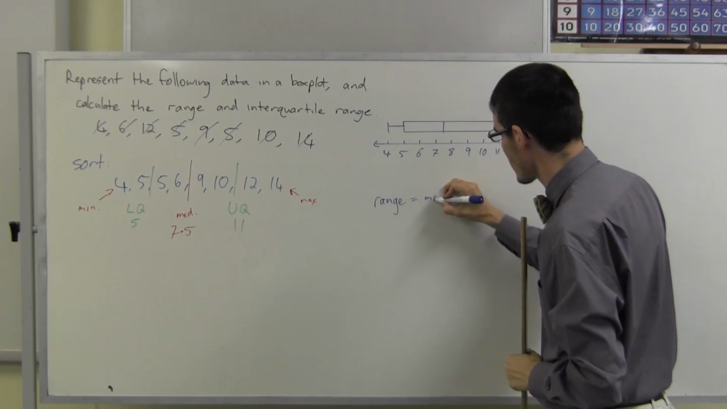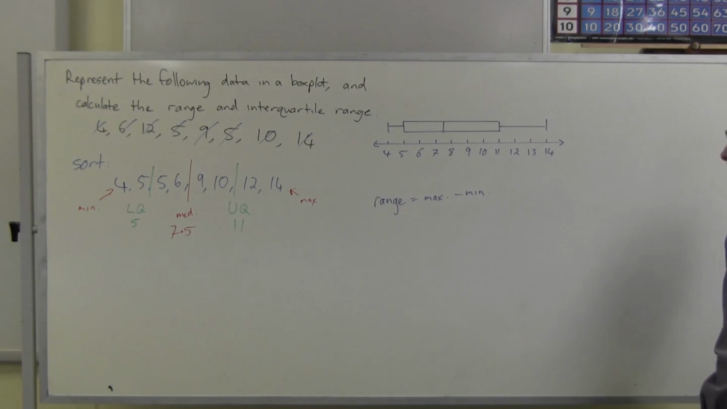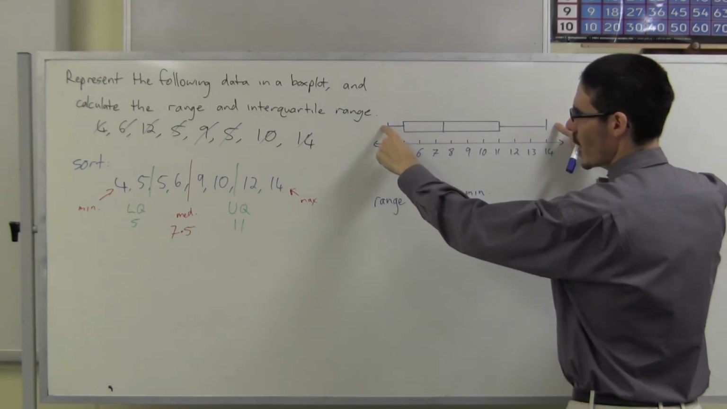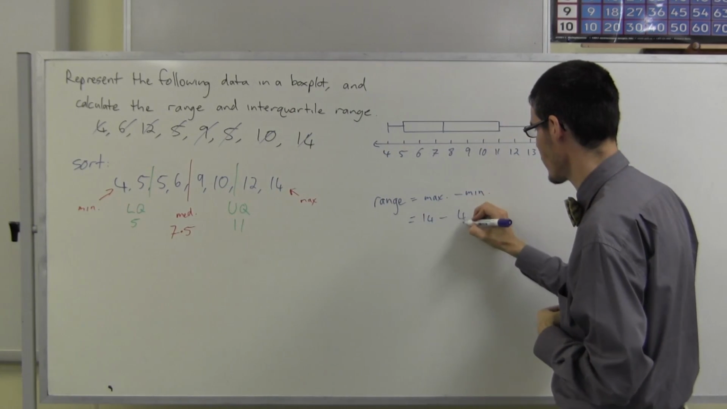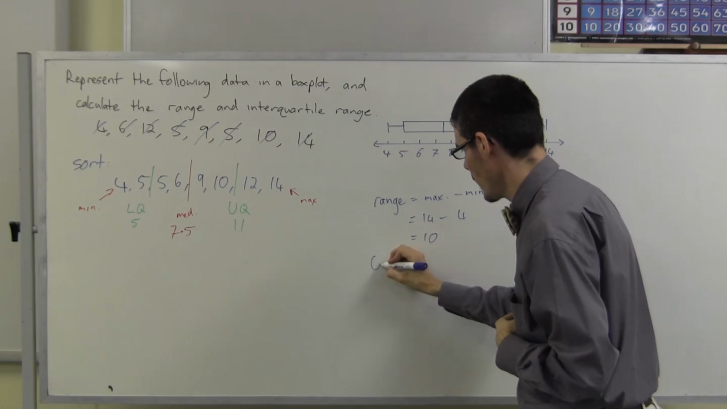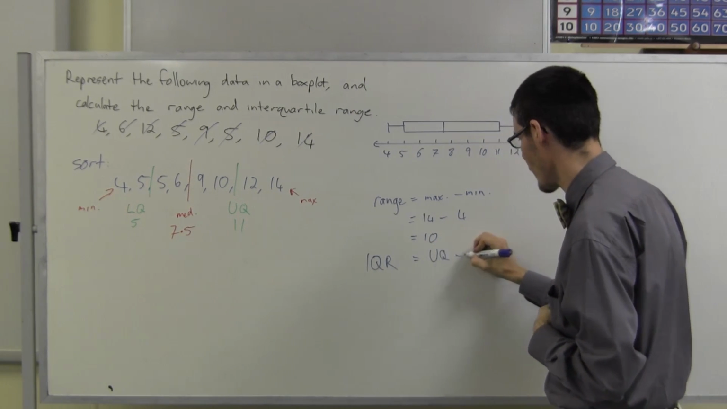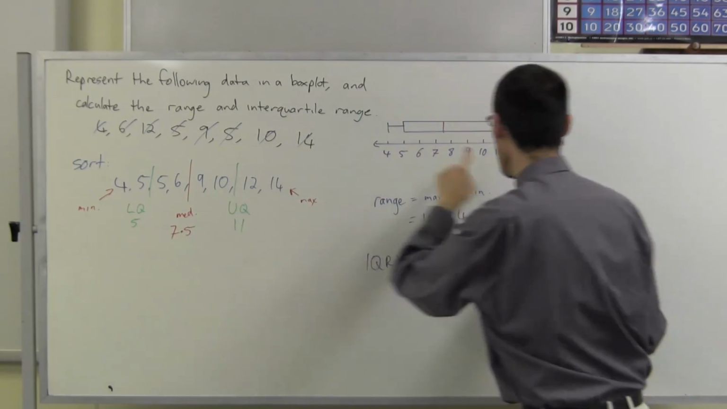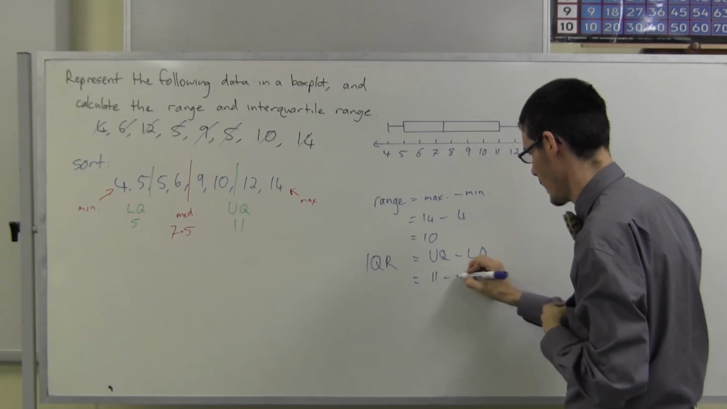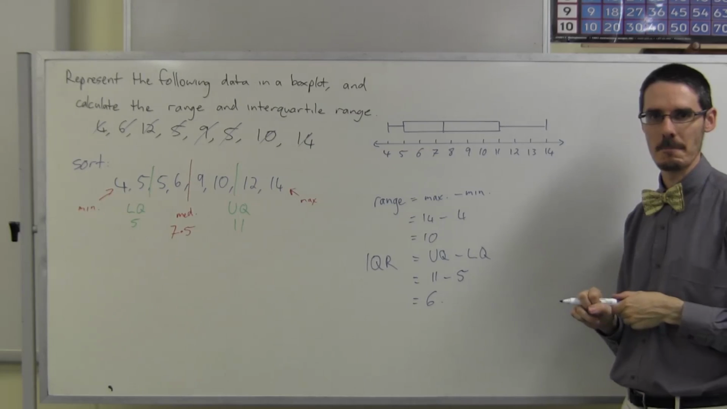The range is the maximum value minus the minimum value. Well, that's going to be 14 minus 4. You could read it off there if you'd rather. 14 minus 4, which is 10. And the interquartile range is the upper quartile minus the lower quartile. Well, that's 11 minus 5. We'll read it off the graph, which is 6. Very easy. No problem.